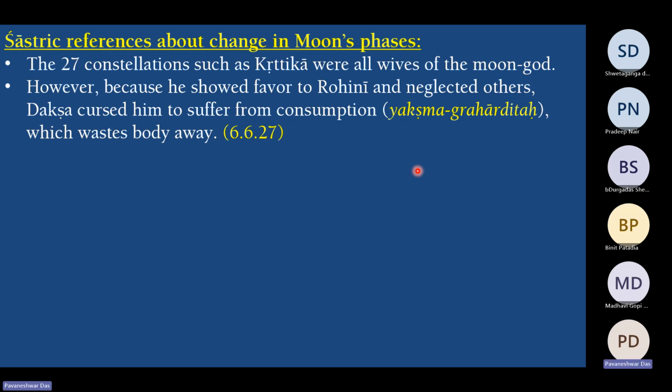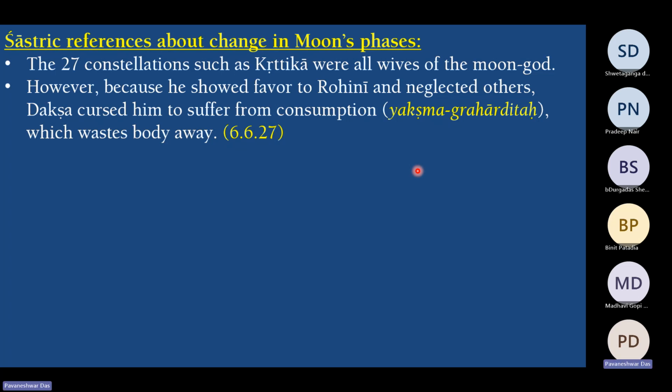So Daksha became angry with the moon. He cursed him to get a disease. What is that? Ekshma Grahardita. In our language, we can say it is Kushturo. He said that you are proud of your beauty. You are proud of your brightness. May you lose your beauty. You become unapproachable, something like that.